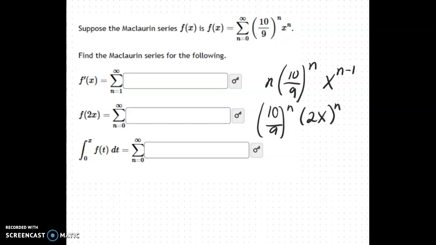And then the last one here is to integrate f of t dt. So let's integrate it. We have 10 over 9 to the nth power. And when we integrate, it's going to be x to the n plus 1, and then the whole thing over n plus 1, or we can write 1 over n plus 1 to the left here, like this. And so that's how you do this problem.